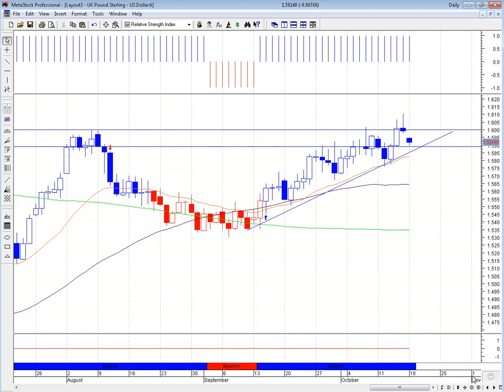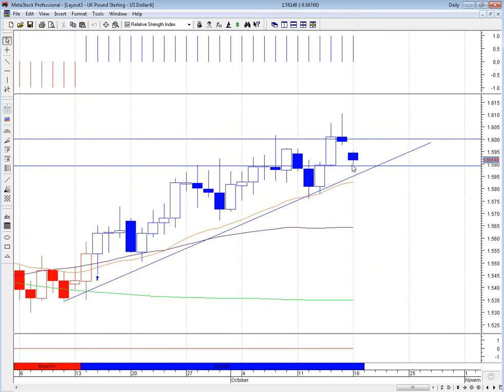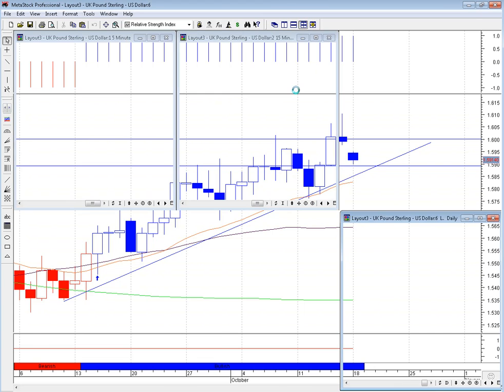Okay, so not too far off. In fact, I wouldn't be surprised. Yeah, 1590 is the target. As long as it can close lower, then you can see this trend line being retested in the next couple of days or so. So, what do we have intraday?